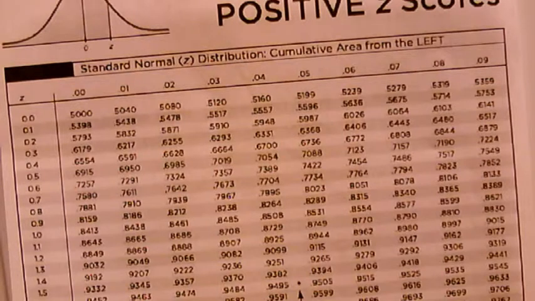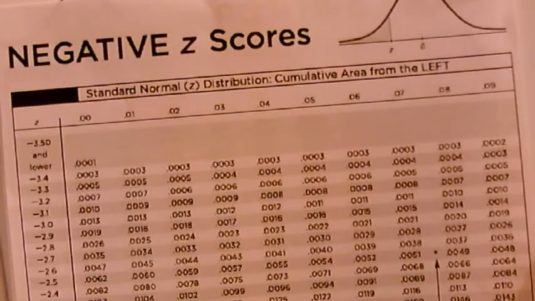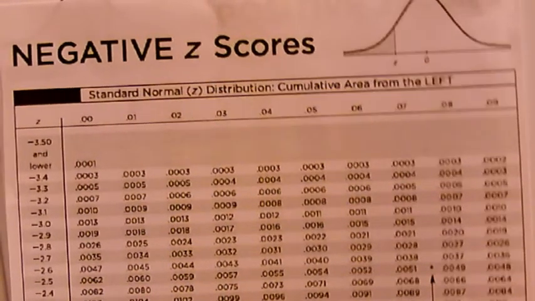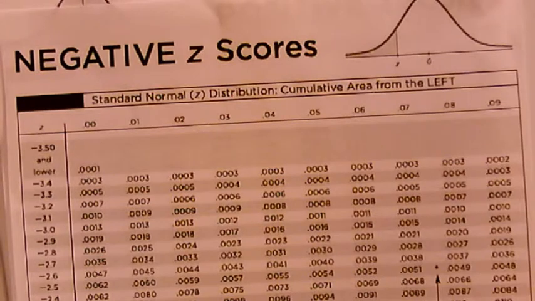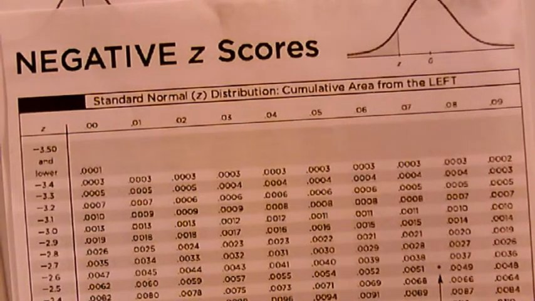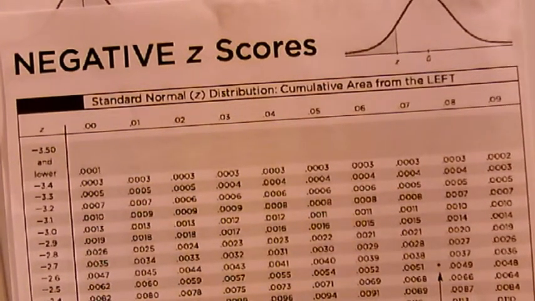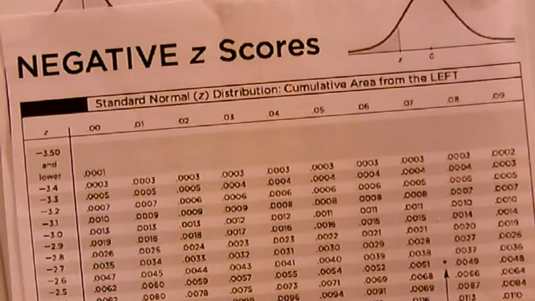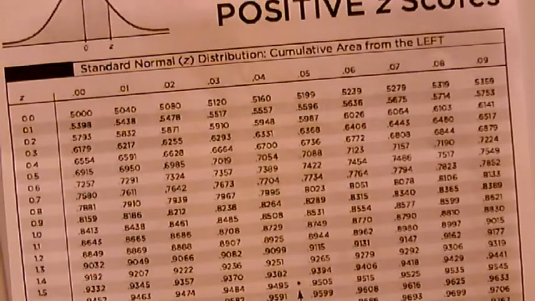Second, it has negative z-scores and positive z-scores, as I just showed you. So, for those of you who are taking this online, when you print out your table A-2, the standard normal distribution table, you'll see that it has two tables, one for positive z-scores and the other one for negative z-scores.